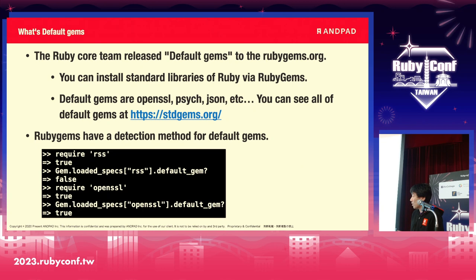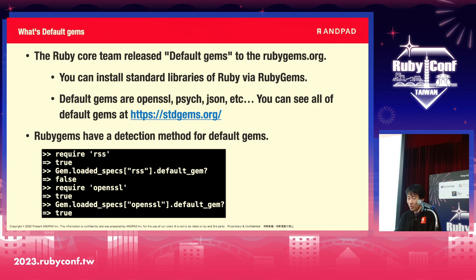So to require RSS, we can follow this, then call the default gem question method with the gem loaded specs for RSS. It returns false. So RSS is not a default gem. On the other hand, OpenSSL returns true. So OpenSSL is a default gem. So if you want to know Ruby's libraries, you should ask Ruby itself.